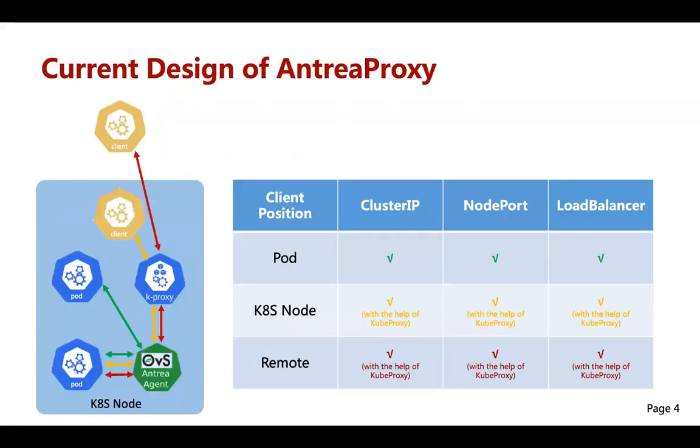Okay, this is the current design. We can see that when the client is from a pod, all services can be supported without kube-proxy. This kind of traffic can be handled inside OVS. However, when the client is from a remote host or a Kubernetes node, the service traffic must pass through kube-proxy to do DNAT. That's the root cause of why the performance is limited by kube-proxy.